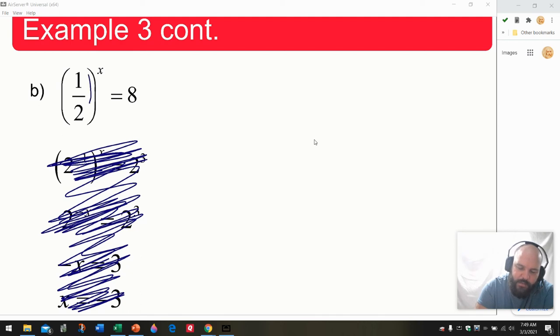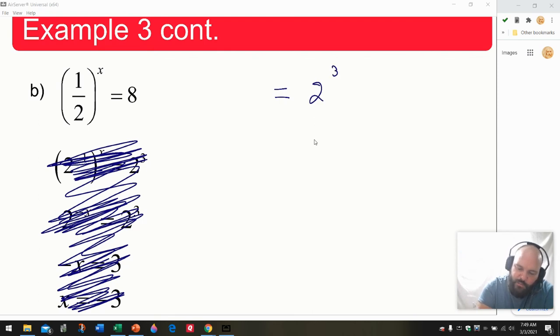And so we can see we have this 1/2 here and we have this 8 here. We need to somehow get those two numbers rewritten so they are the same base. Now, I think the easier of the two is the 8. Hopefully you know that 8, we can rewrite as a base to a power. That is 2 to the third power. 2 times 2 times 2 gives me 8. So I'm going to rewrite the 8 as 2 to the third.